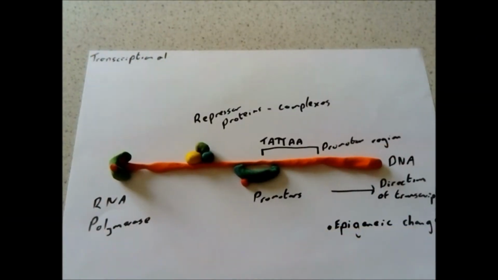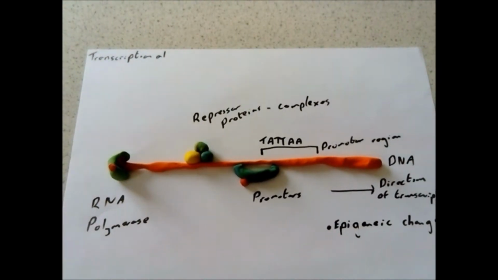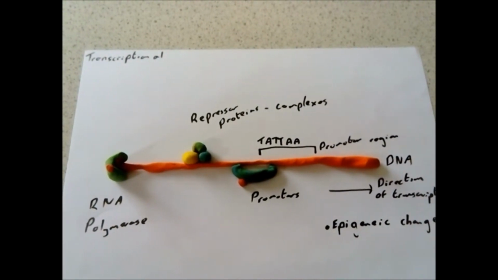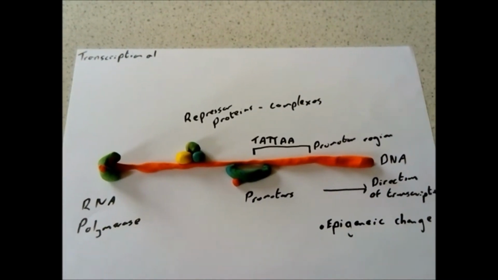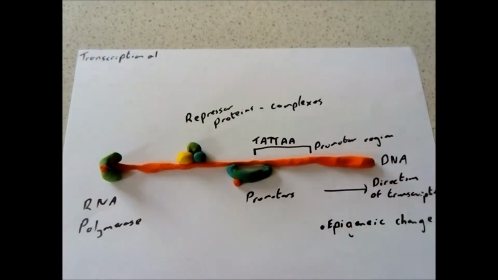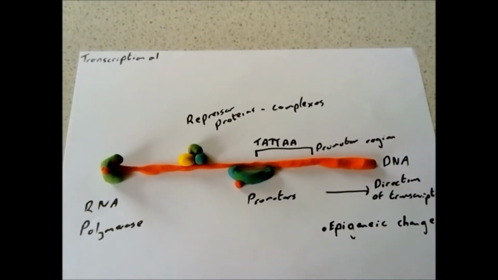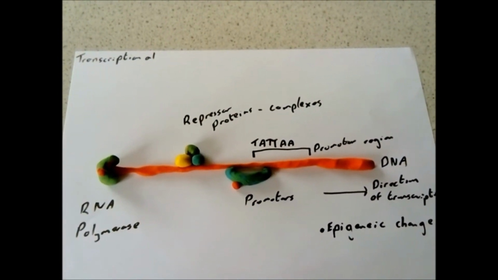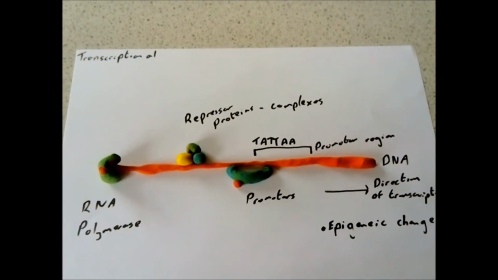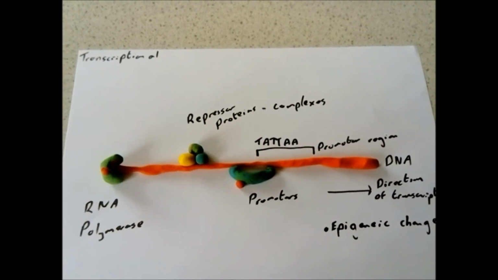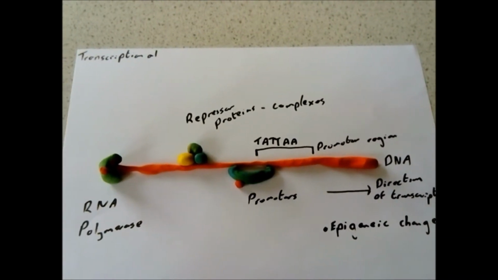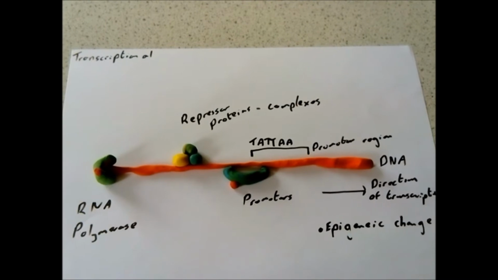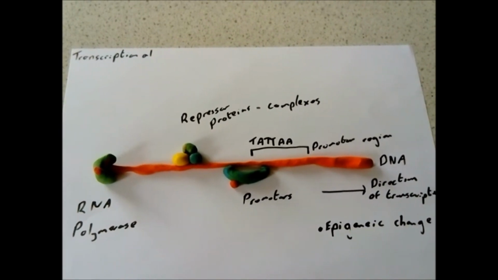Transcriptional control is all to do with either promoting the transcription of messenger RNA by RNA polymerase or repressing it. This can be done in a few different ways. Repressor proteins or complexes of repressor proteins can bind onto the DNA. If a repressor protein is there, that physically stops the RNA polymerase from transcribing it.